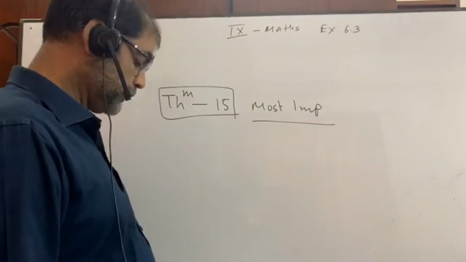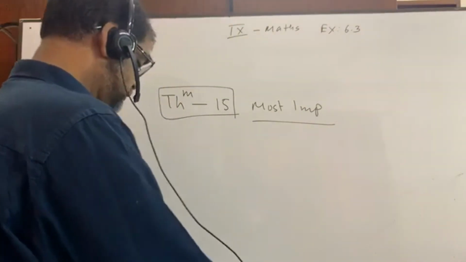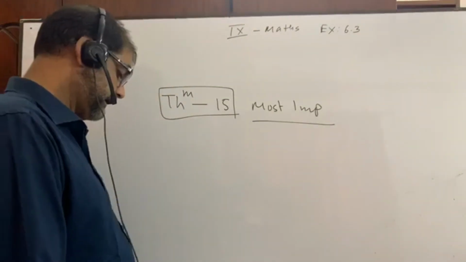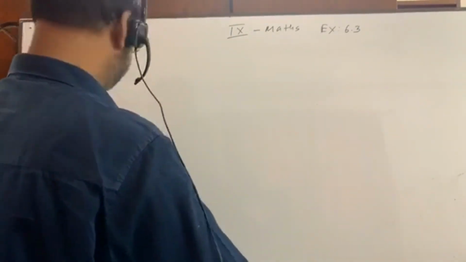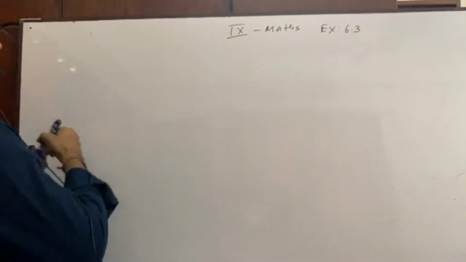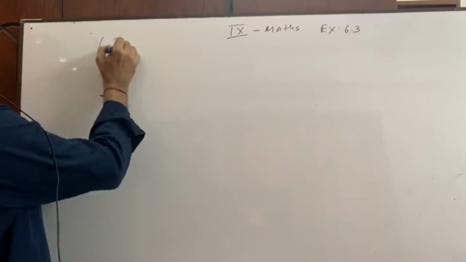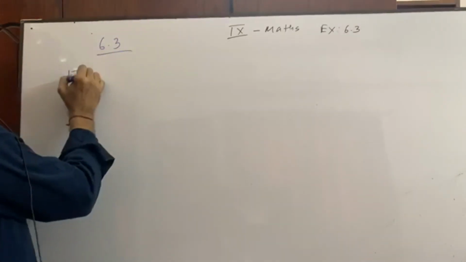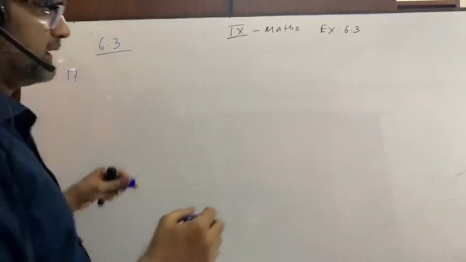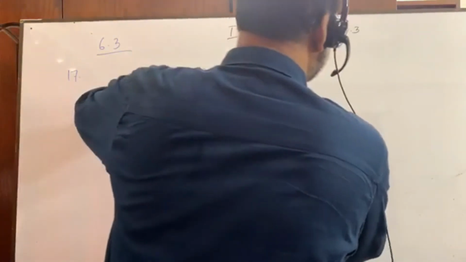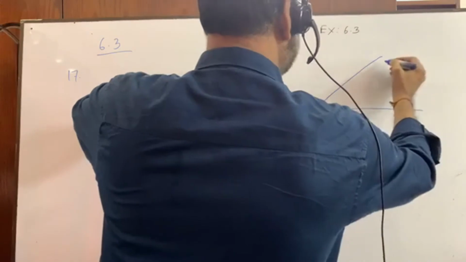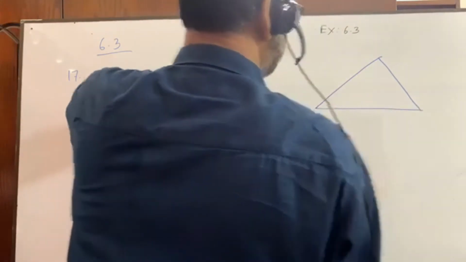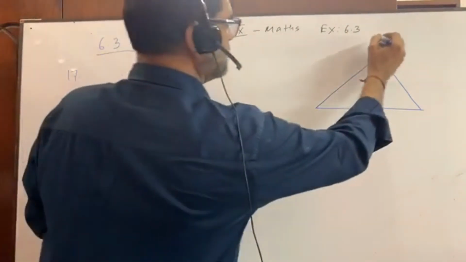Okay, I am going to do another most important math, that is question number 17. You just try to understand question number 17 of exercise 6.3. Question number 17, exercise 6.3. What is given in this math? You see, this is a triangle, like this. Here ABC is a triangle.